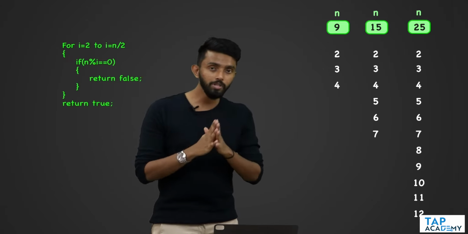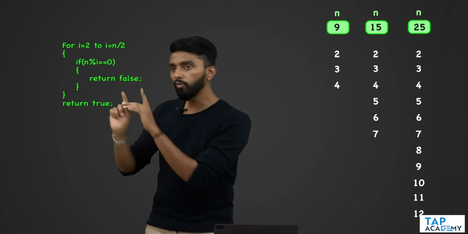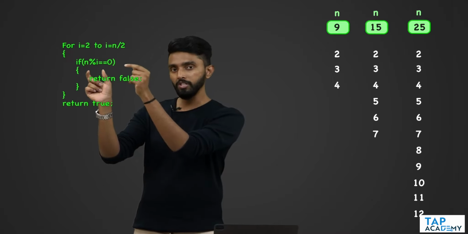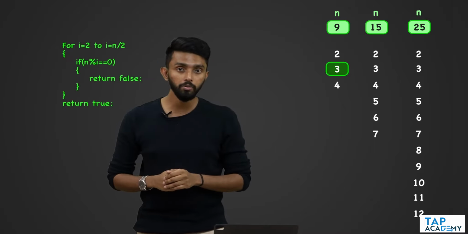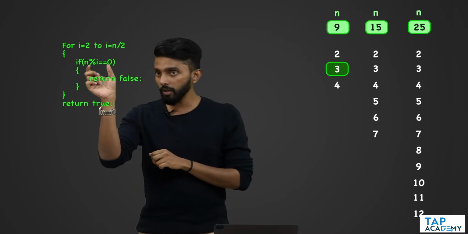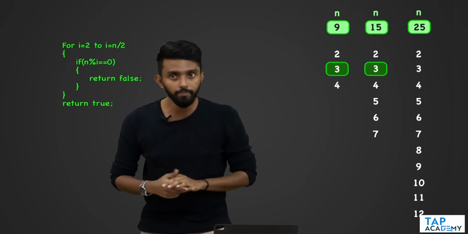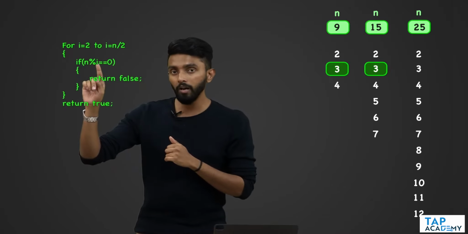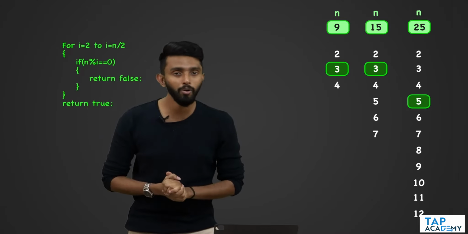So now I am saying, look at this. This condition will become true for which value? Let us see. For 9, this condition will become true for the first time when i becomes 3. For 15, the first time you will find a factor is when i becomes 3. For 25, the first factor that you will find is when i becomes 5. I hope you're able to think.